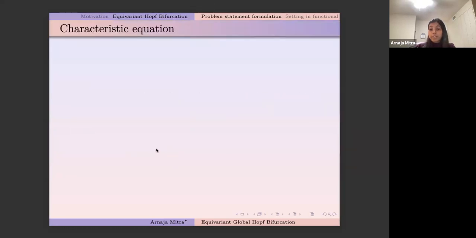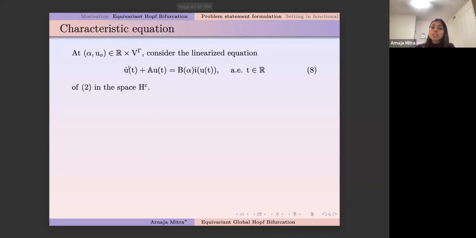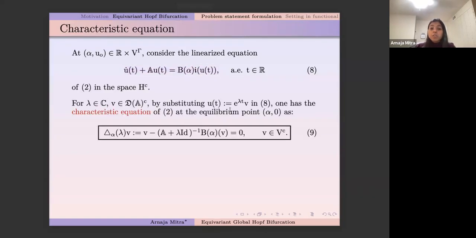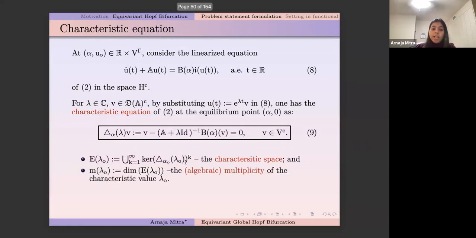So now is the characteristic equation. We just consider the corresponding characteristic equation of my system 2. And then just by using the change of variable, we can find out the characteristic equation of our system 2. And correspondingly, we can find out the characteristic space. And similarly, we can find out the algebraic multiplicity as well.